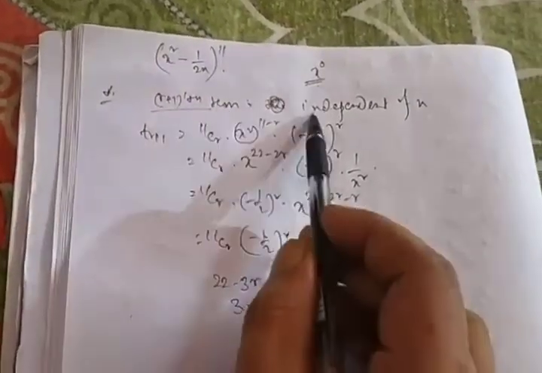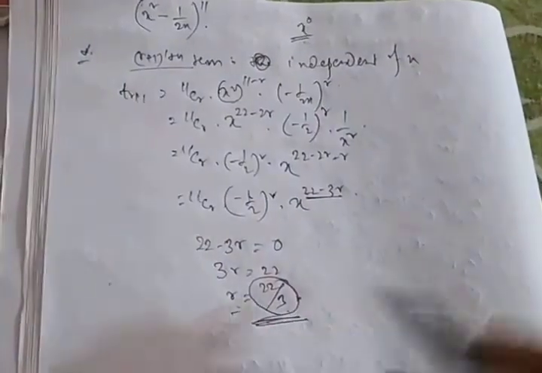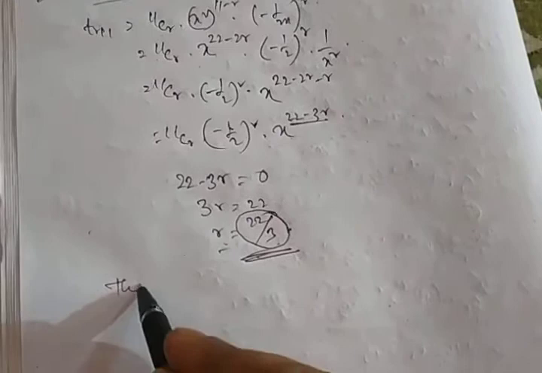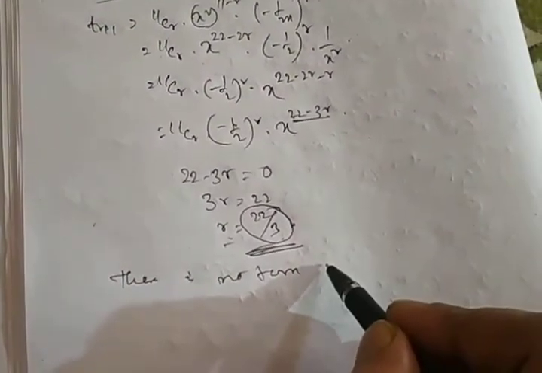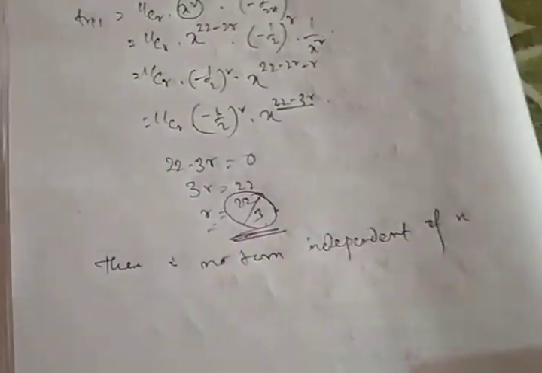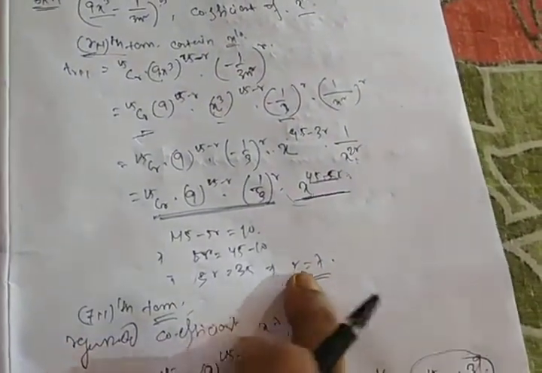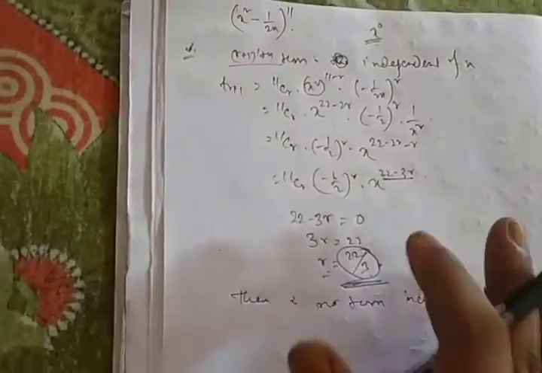So if we look for a term independent of x, and for this we get a fractional number, then there is no term independent of x. Same goes for the previous question. If r equals a fraction, then there will be no term containing x to the power 10. Okay, understand? So this is how you can find the term independent of x.